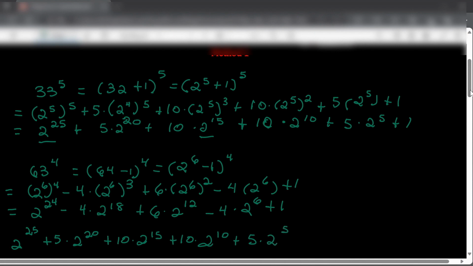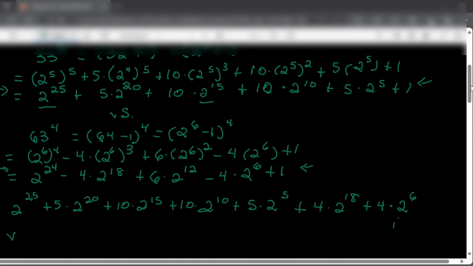We've added a negative 1, i.e. subtracted 1, and we're adding the 4 times 2 to the 18th and the 4 times 2 to the 6th. We were comparing what I had right here to this, and I have added what was being subtracted. I've added that to both sides and subtracted 1 from both sides so that we're getting these 1s to cancel out. So that on the second one, we're left with the following.